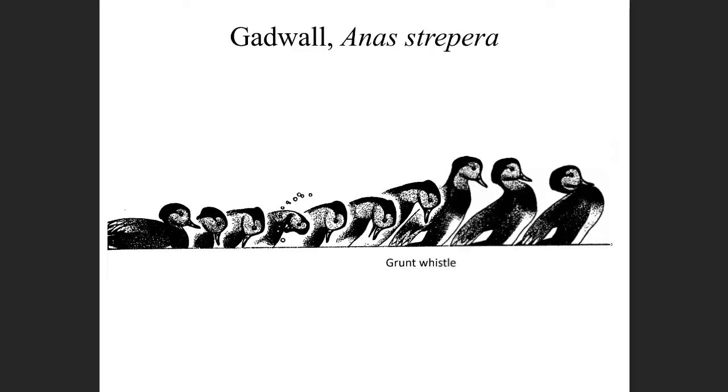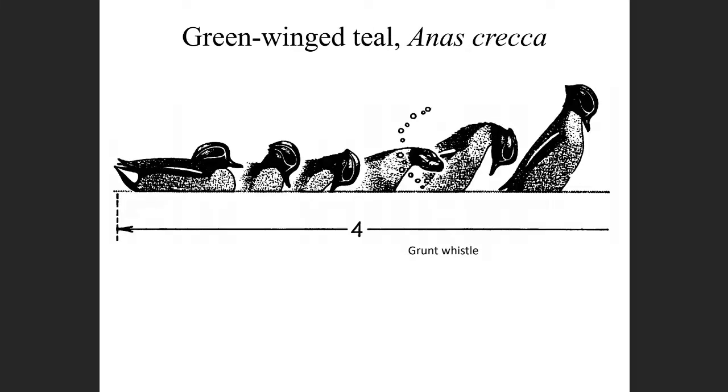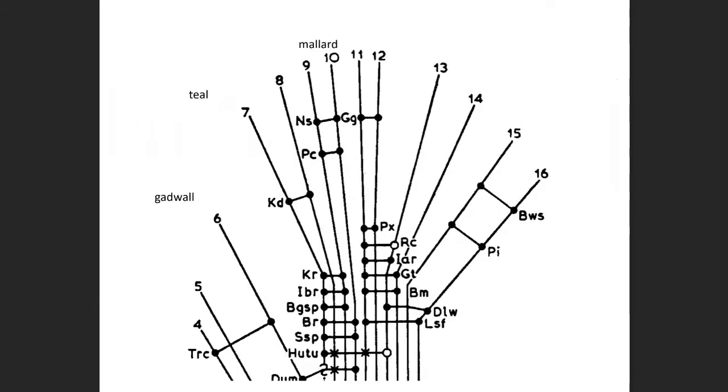And here's a gadwall, also showing the grunt whistle behavior. These illustrations are from a book and a Scientific American article that he published in like the 50s. This is green-winged teal, also showing grunt whistle. So grunt whistle is pretty widely shared. And then what he did was he built a tree based on the numbers of shared behaviors.